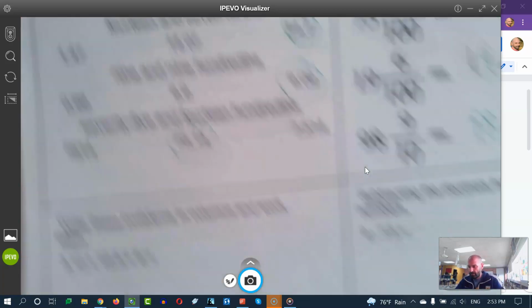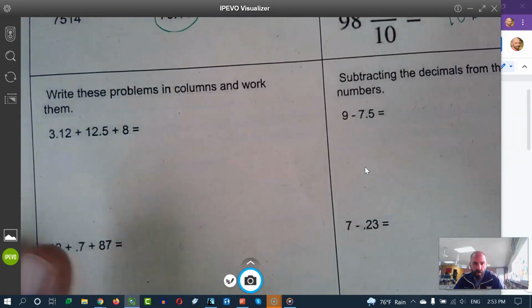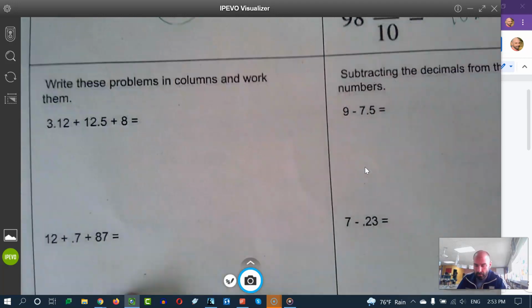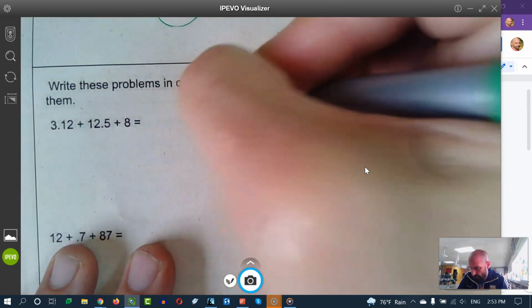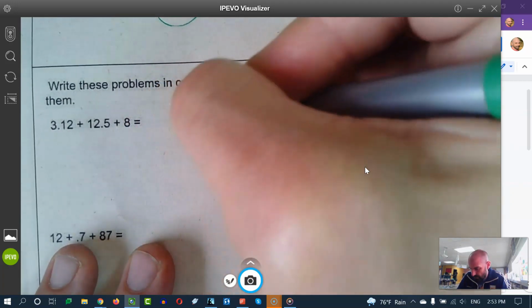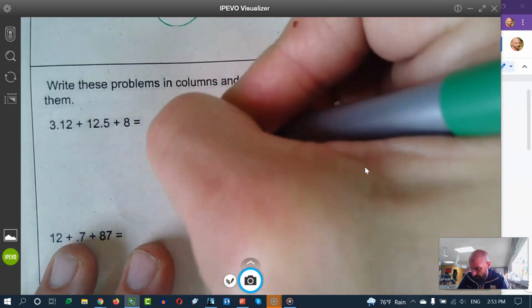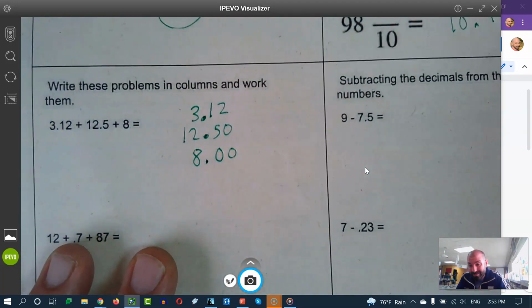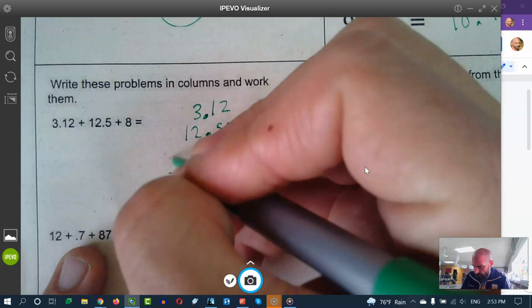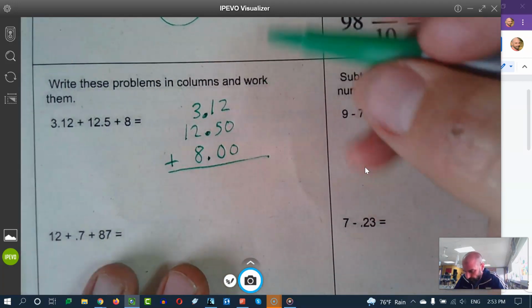I start collecting too much stuff. All right, writing in columns and working them. So again, we have to line things up with the decimal point, paying attention to place value. I like to add the zeros. Write the zeros. Sorry, it is Friday afternoon. I will be more thoughtful.